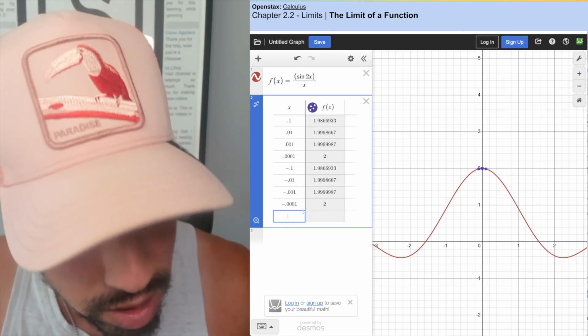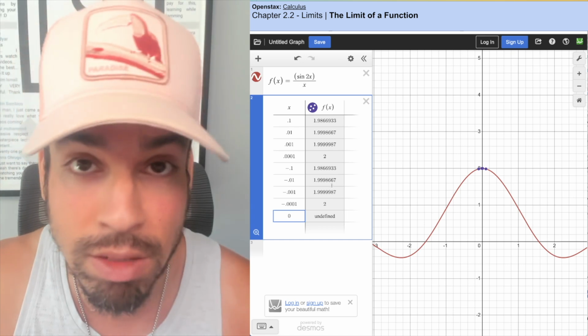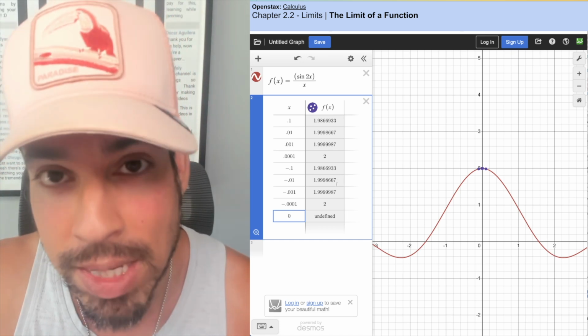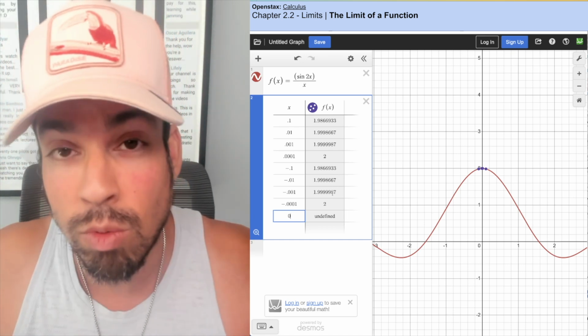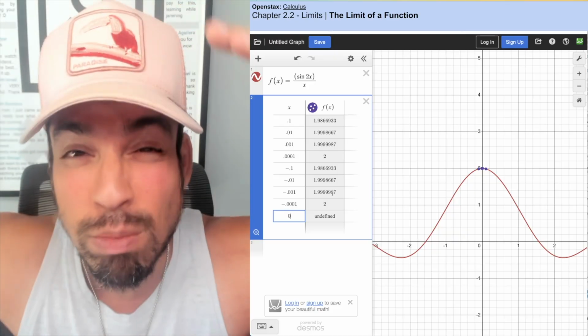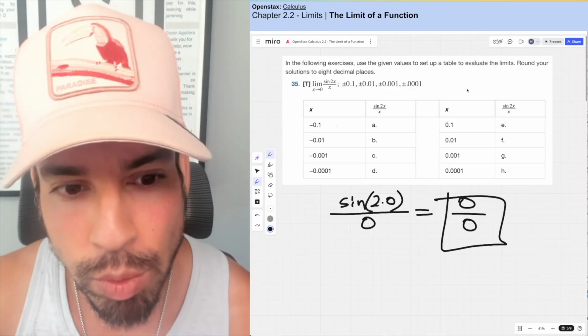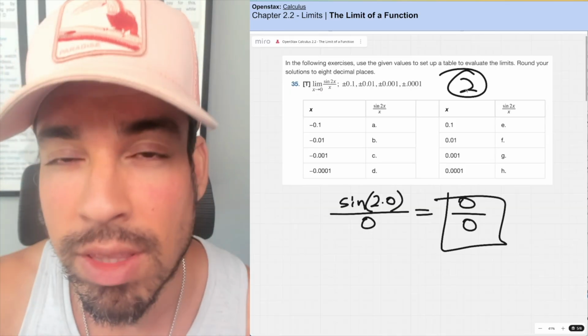Again, if we actually put in 0, we get that undefined value. That doesn't help, but the limit gets us to the point where you can say, fine, the value doesn't exist, but it's approaching that value of 2. So anyways, 2 is the final answer. That's how you do it. Done.